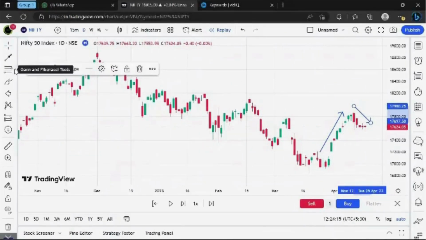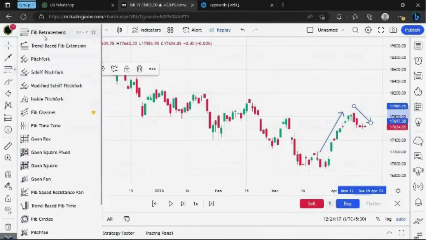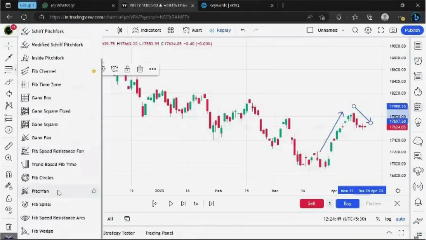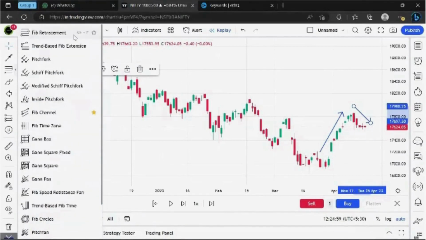So you see over here you will find the Fibonacci retracement tool, and over here you can see there are many tools in the market. Most of these tools are only based on Fibonacci, like the Fibonacci retracement, the Fibonacci channel, the Fibonacci circles, Fibonacci resistance fan, and more like the Fibonacci arc, the Fibonacci wedges, Fibonacci time zone, etc. But the most commonly used tool in the market is the Fibonacci retracement. So first we'll select Fibonacci retracement.